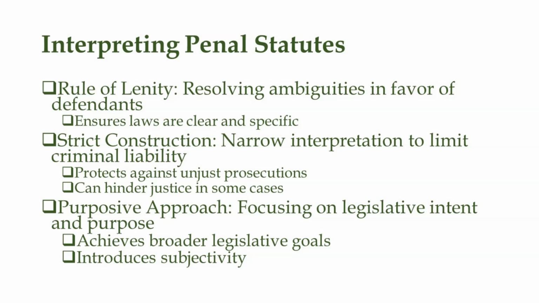Moving on to penal statutes, which define crimes and punishments, we face a delicate task. This is like walking a tightrope, ensuring justice without overstepping boundaries. Three key principles guide this interpretation. Rule of lenity. This principle resolves ambiguities in favor of the defendant, giving the benefit of the doubt. It ensures laws are clear and that no one is punished under vague terms.